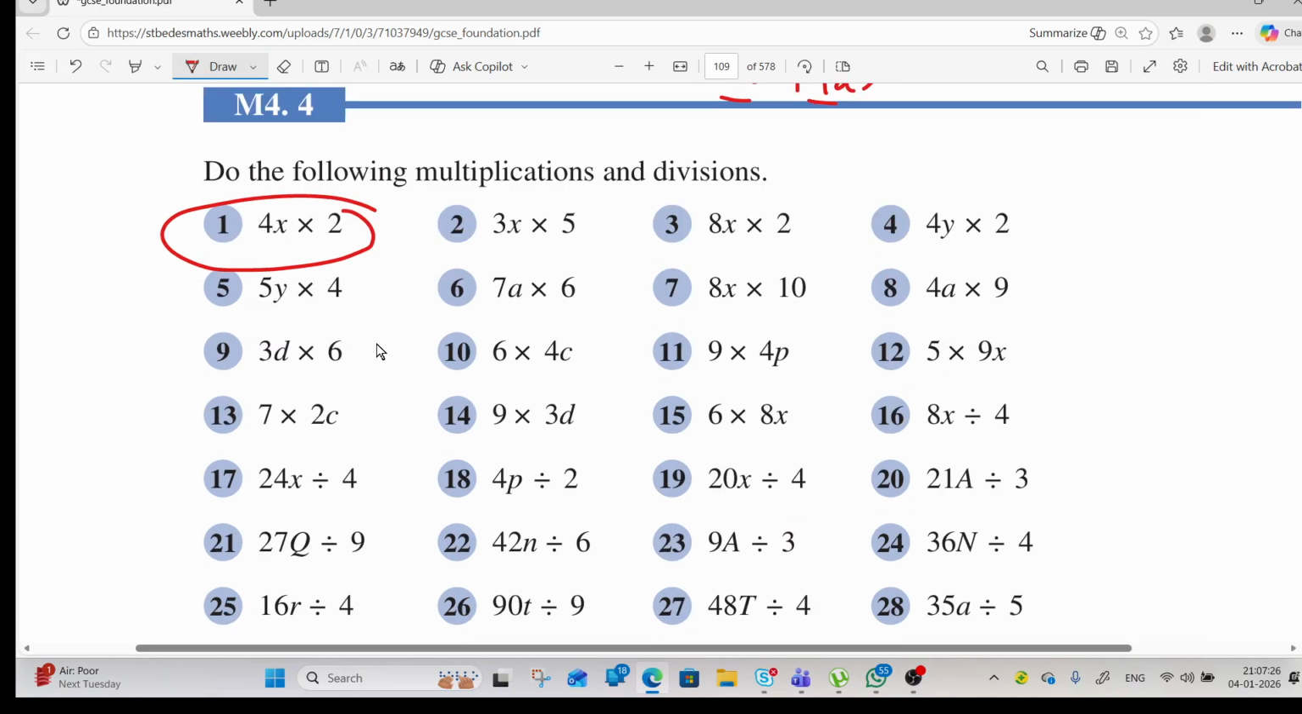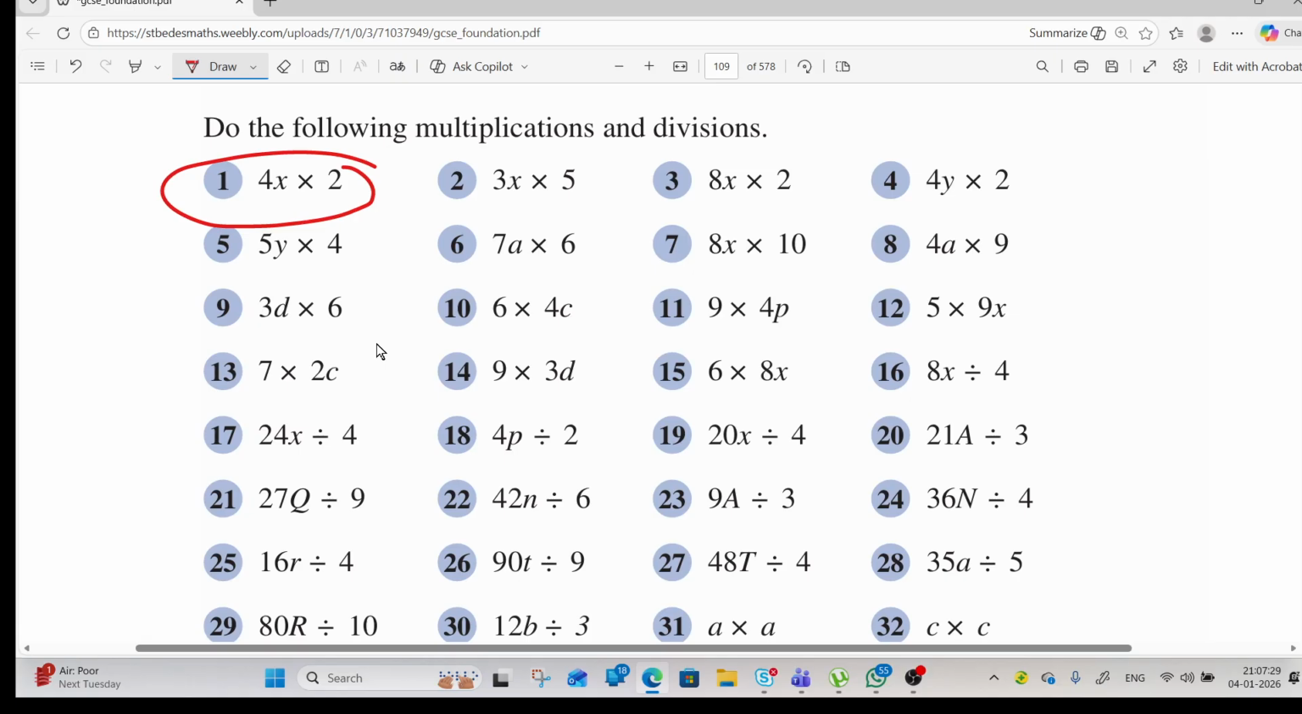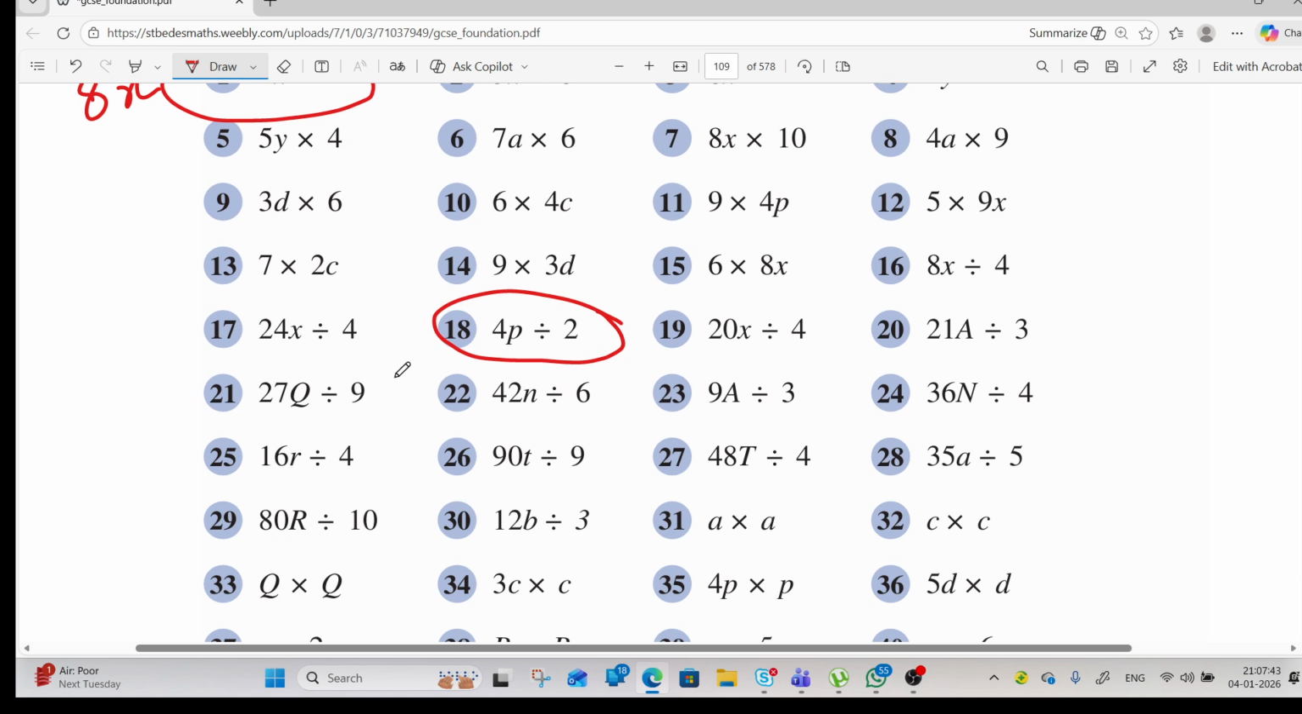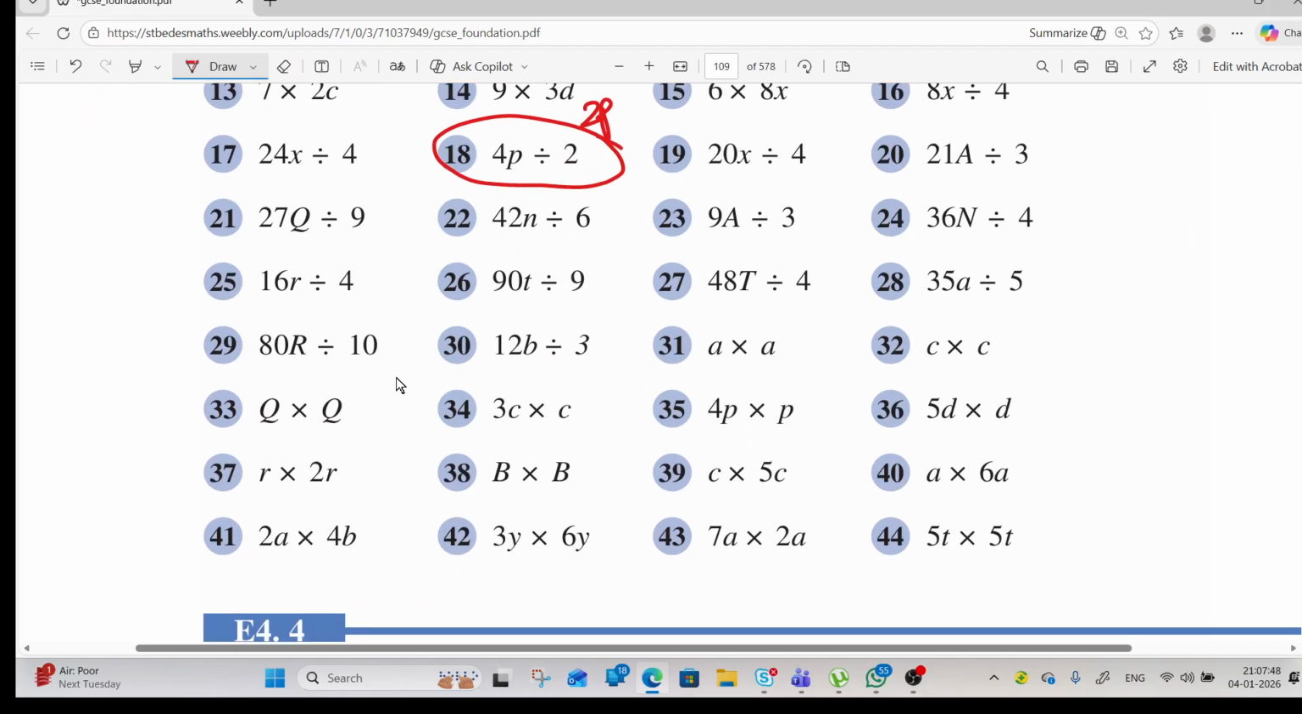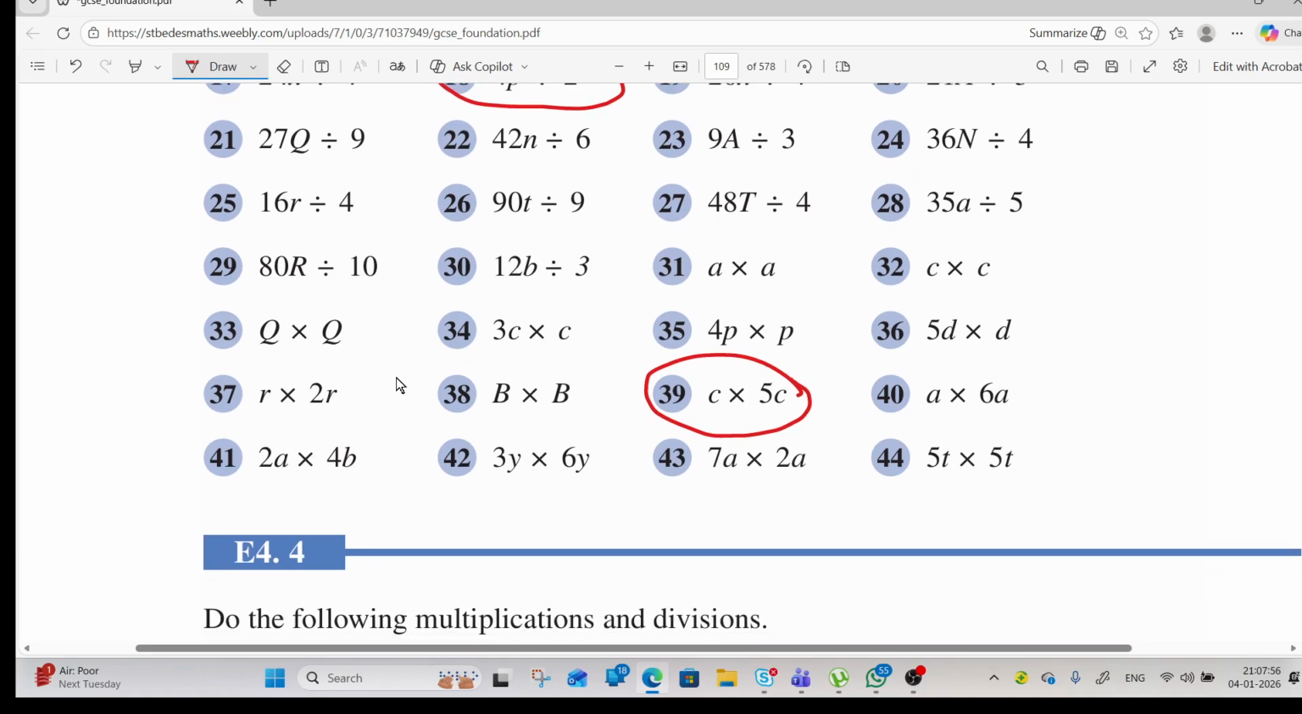4x times 2. Multiply. 8x. Very good. 8x. Great. And this, 4p divided by 2, is 2p. Very good. 2p. And so what about this? c times 5c. 5c squared. Very good. 5c square.